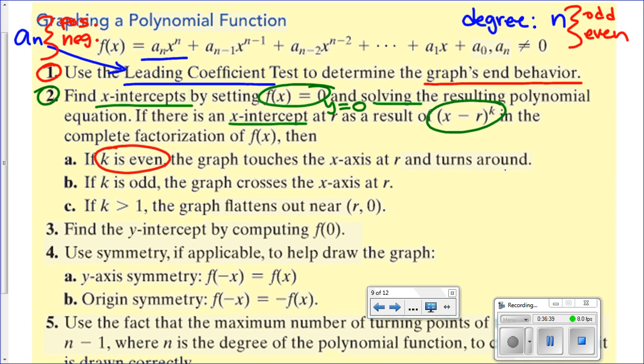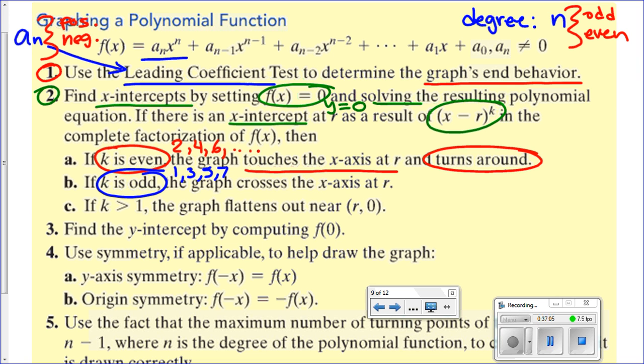So if k is even, those are numbers like 2, 4, 6, and so on, right? So if that happens, then the graph is going to touch the x-axis and turn around when the multiplicity is even. When the multiplicity is odd, and those are when the factors will occur once, or 3 times, or 5 times, or 7 times, or so on, the graph will cross the x-axis. And also we went over briefly that if the multiplicity is greater than 1, the graph tends to flatten around that point.